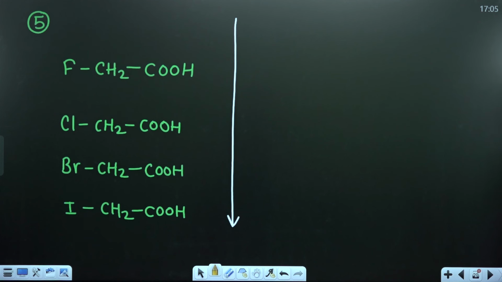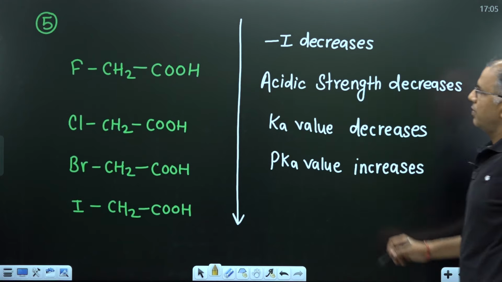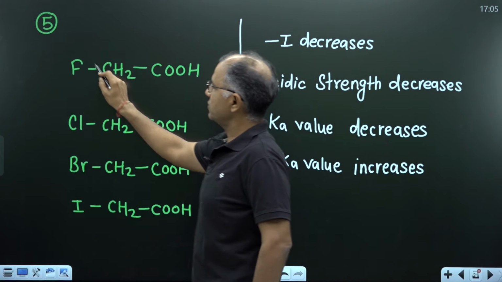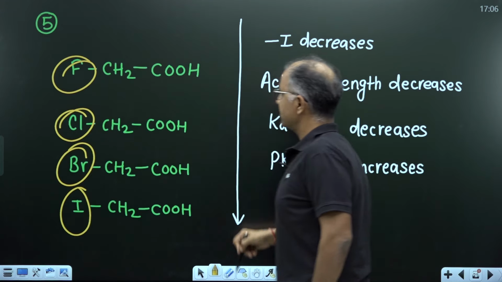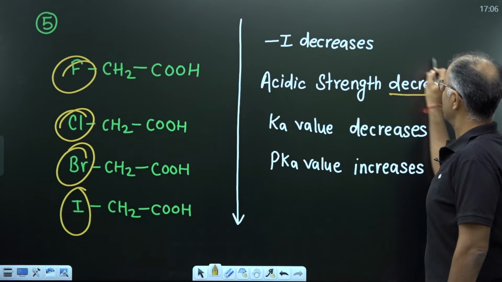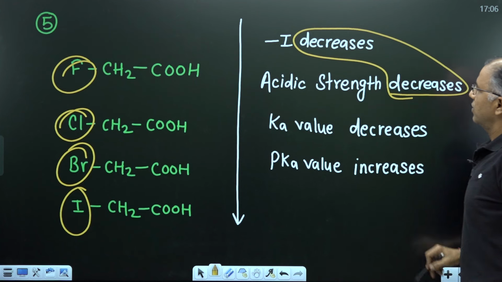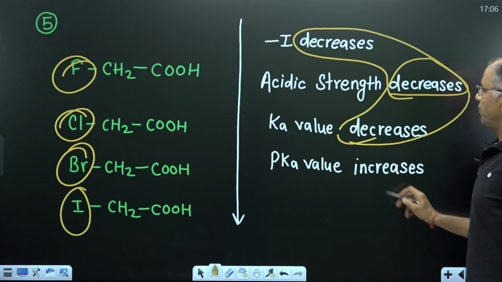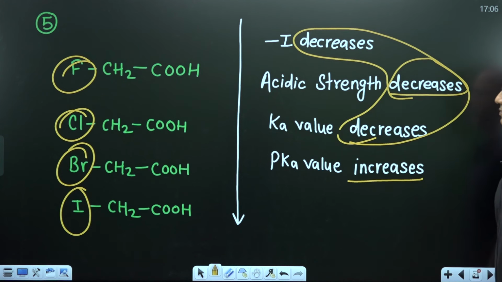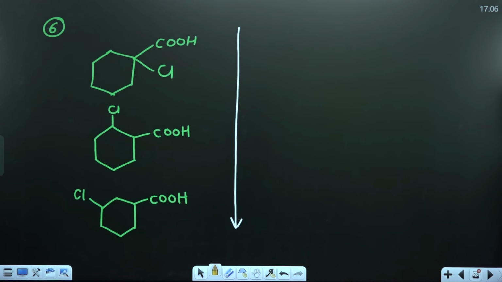What about fifth? Minus I decreases because of decrease in electronegativity. Minus I decreases means acidic strength decreases because they are directly proportional. K value will decrease because it is also directly proportional. pK value will increase because less acidic, more pK. Try this.